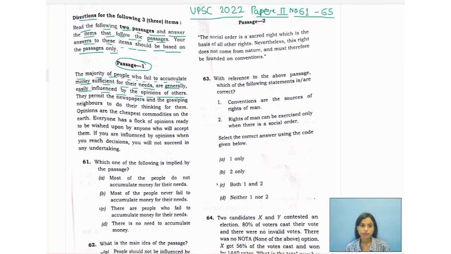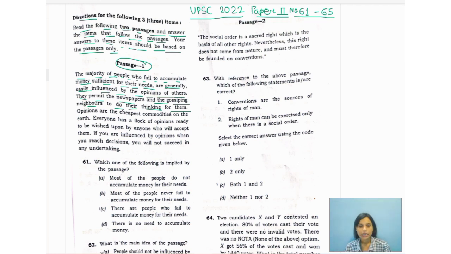So people who cannot save up money get easily influenced by others. If you don't have money and someone else tells you to do something, you will definitely do it, because you don't have the power of money, your own money especially. They permit the newspapers and the gossiping neighbors to do their thinking for them. So when a person doesn't have that money, that person will definitely ask opinions from others instead of thinking in his or her own way.